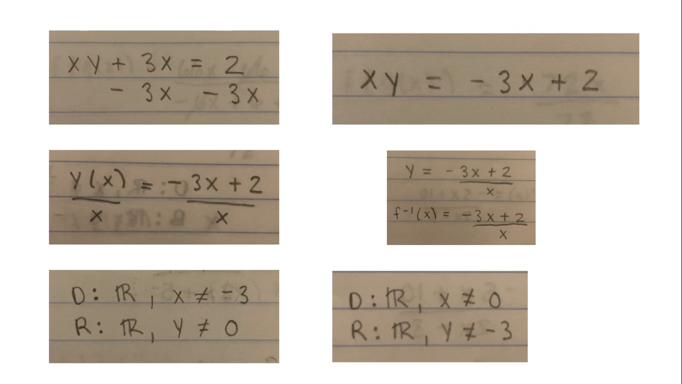And then if we find the domain of our inverse function, which is by setting the denominator to 0, we're going to see that the domain is all real numbers except x cannot equal 0. So then if we plug in the domain of the original as the range of the inverse, you'll get that the range of the inverse is all real numbers except y cannot equal negative 3, and the range of the original is that the range is all real numbers except y cannot equal 0.